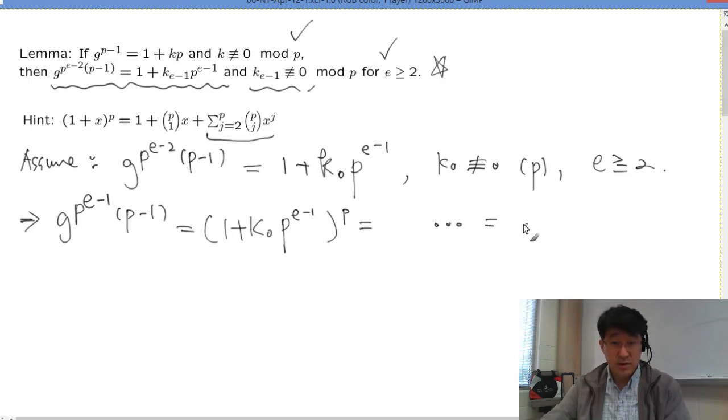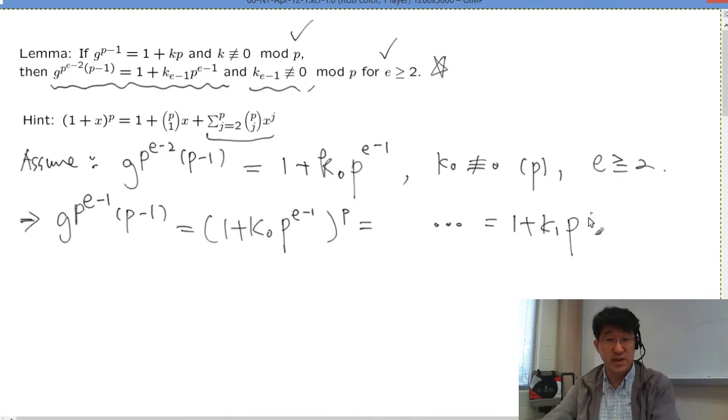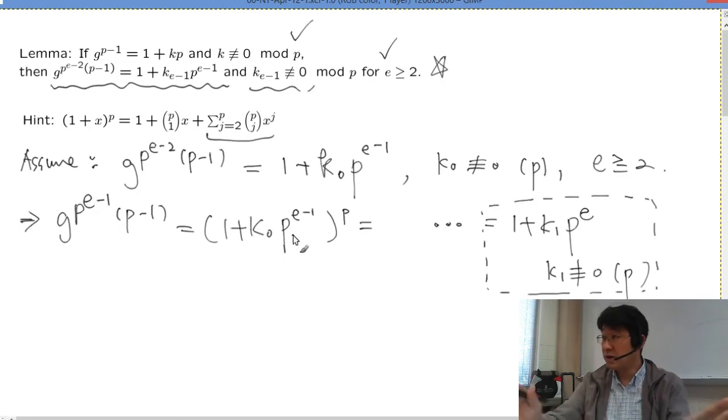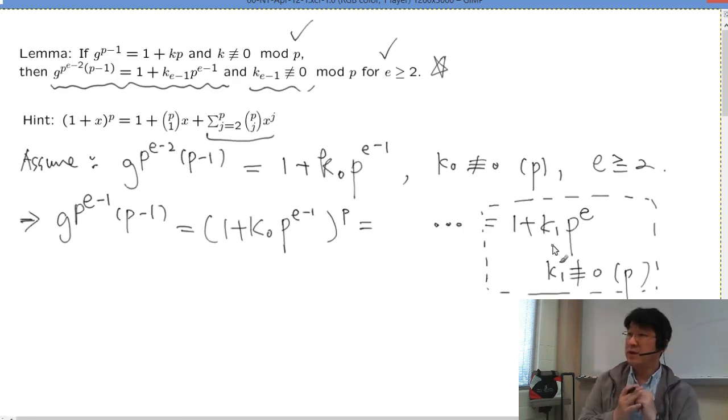This is our goal: 1 plus k1 times p to the what level? Not e minus 1, that's less. So next level, p to the e, right? That's what we want. And k1 here is still not 0 mod p. This is our goal. You expand this thing, organize it nicely to pull this shape out, 1 plus k1 times p to the e, and show this k1 is not 0 mod p.